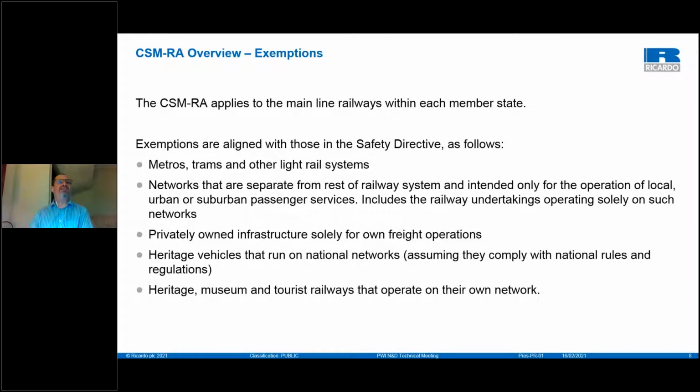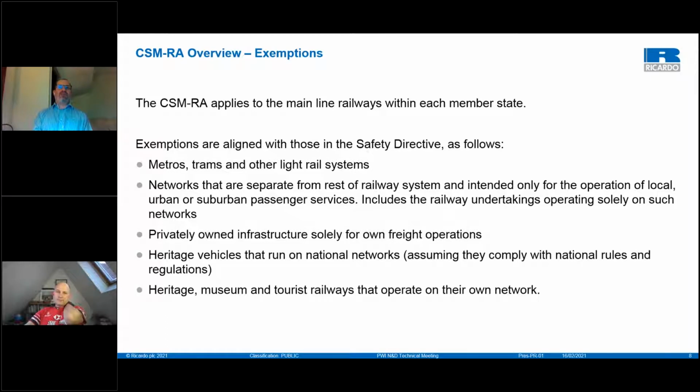Okay, a quick overview of the scope of the CSMRA. It applies to the mainline railways within each member state. So in the UK, that will obviously be Network Rail, or Network Rail owns infrastructure. However, there are some exemptions. Metros, London Underground is exempt from the CSMRA, except where it interfaces with the national network. Trams, Manchester Metrolink, Sheffield Trams, other light rail systems are also exempt.